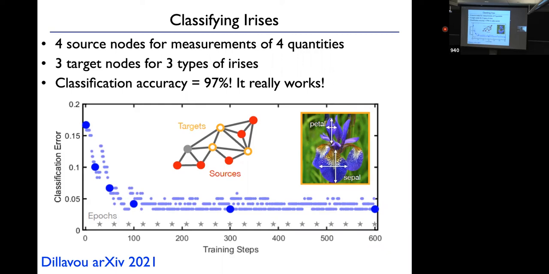And here's the error, the classification error. It starts out high and it goes down. It achieves a classification accuracy of 97%, which is comparable to linear classification methods. Shouldn't it start off at 67% error, if it were just totally randomly sorting them? Yeah, so this depends on how you choose your targets.